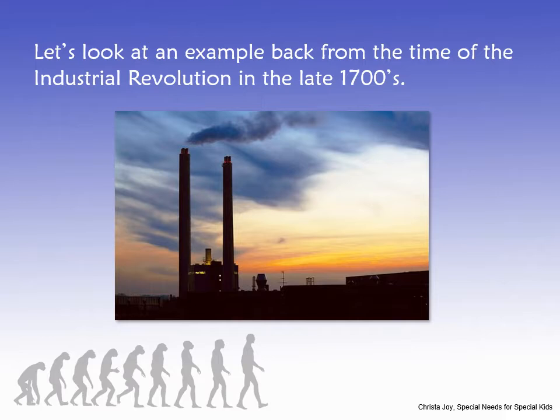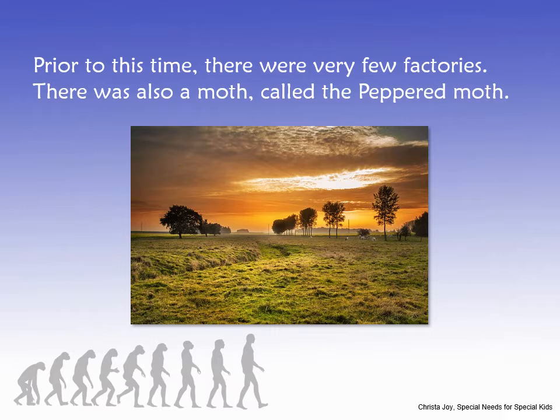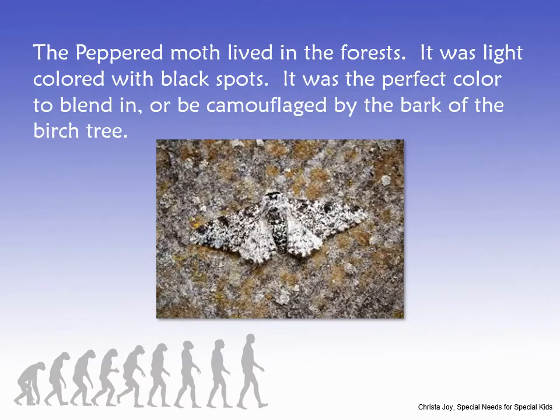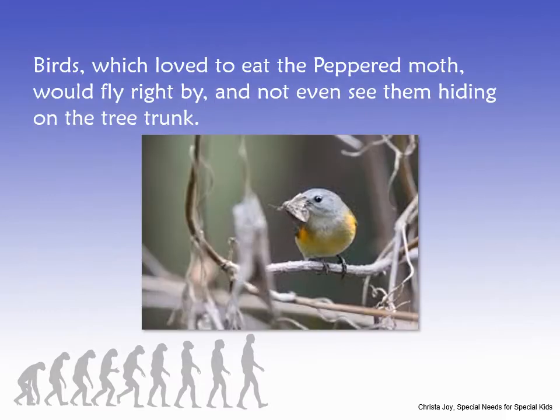Let's look at an example from the time of the Industrial Revolution in the late 1700s. Prior to this time, there were very few factories. There was also a moth called the peppered moth. The peppered moth lived in the forest. It was light-colored with black spots. It was the perfect color to blend in or be camouflaged by the bark of a birch tree. Birds, which loved to eat the peppered moth, would fly right by and not even see them hiding on the tree trunk.